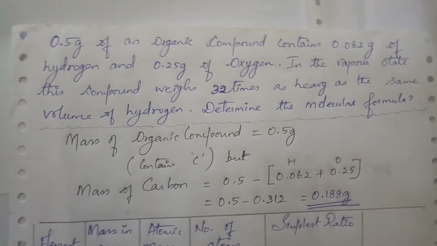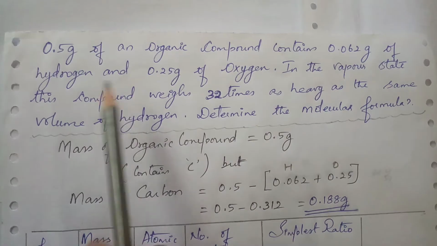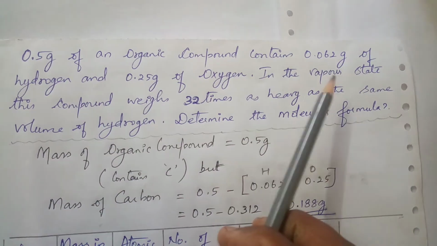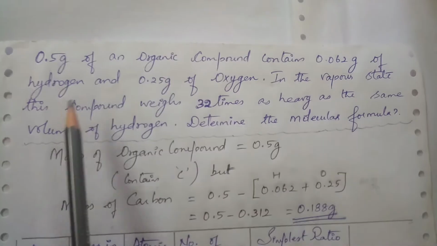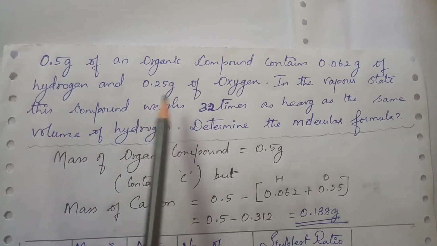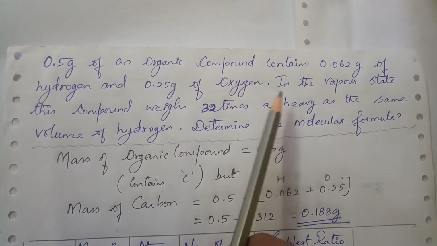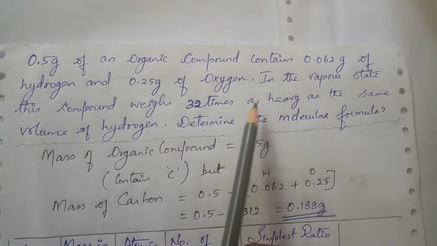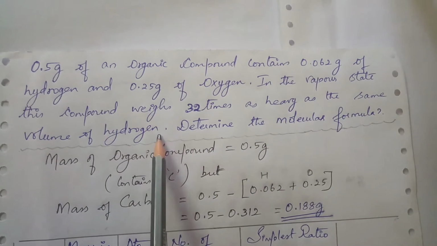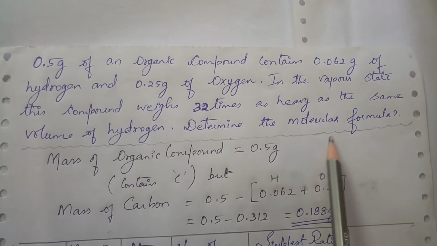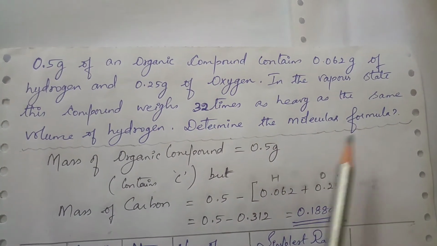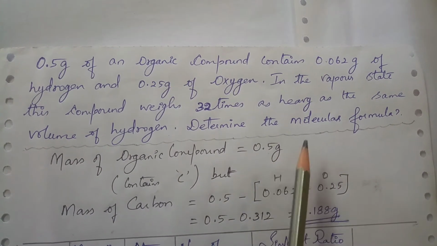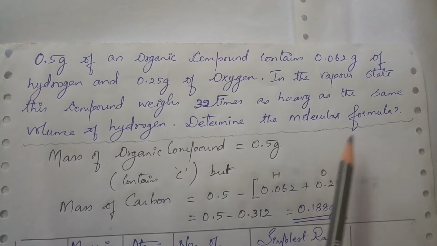Okay. In this question you can observe here, 0.5 gram of an organic compound contains 0.062 gram of hydrogen and 0.25 gram of oxygen. The vapor state of this compound weighs 32 times as heavy as the same volume of hydrogen. Determine the molecular formula. So this is the question provided for us. From this we need to calculate the empirical formula and determine the molecular formula of the compound.